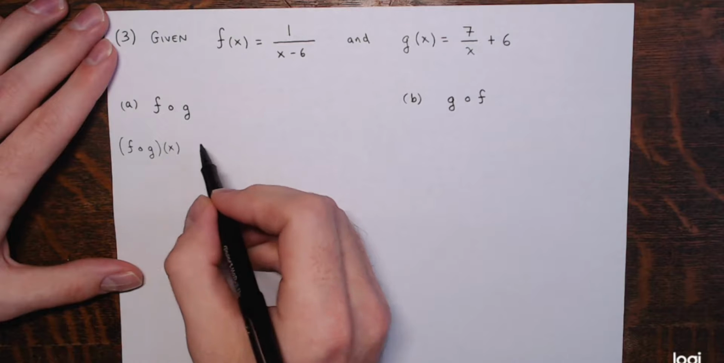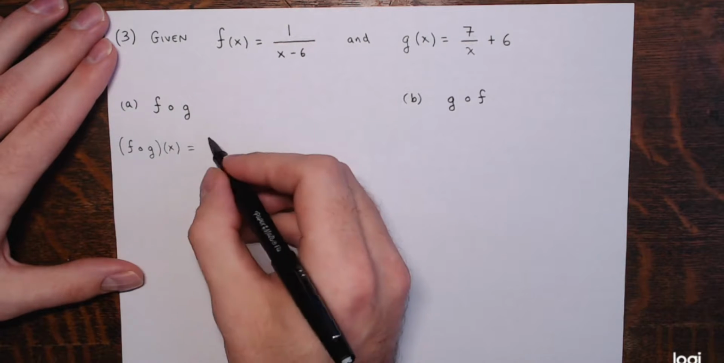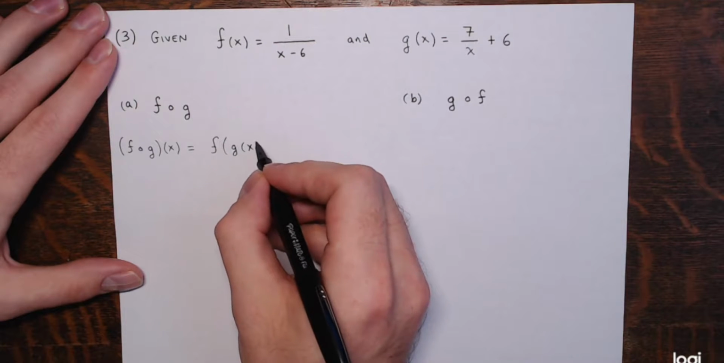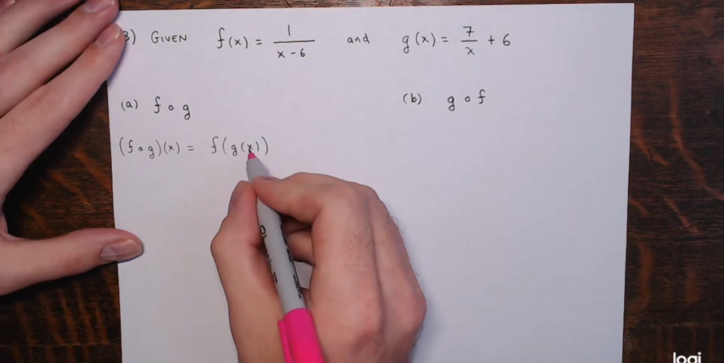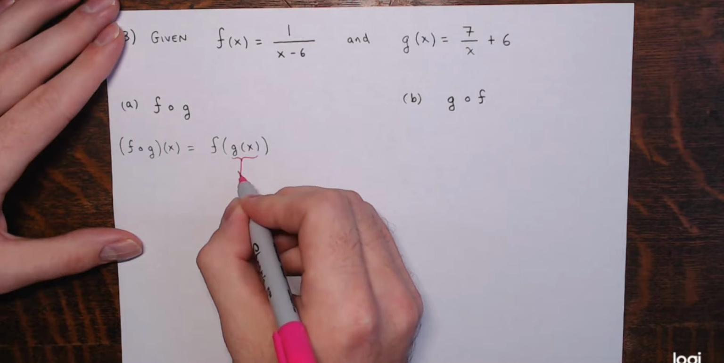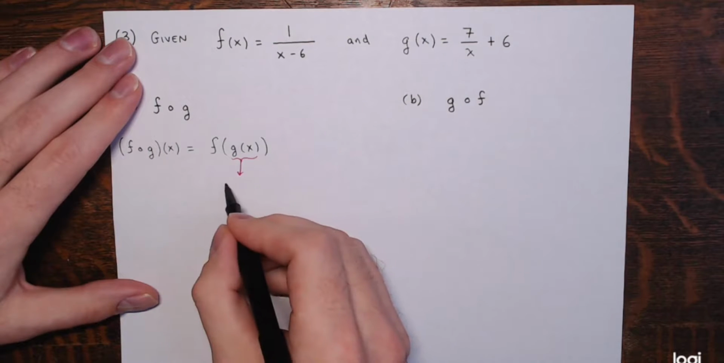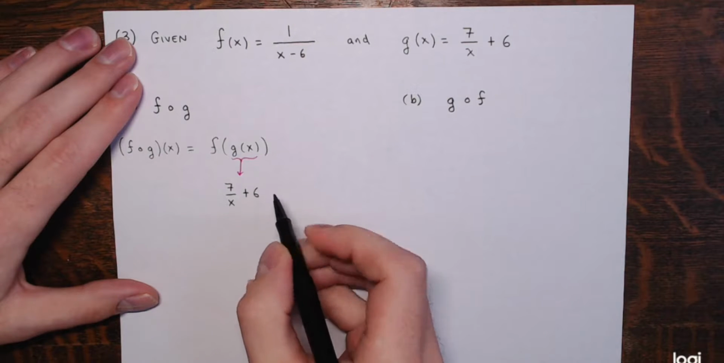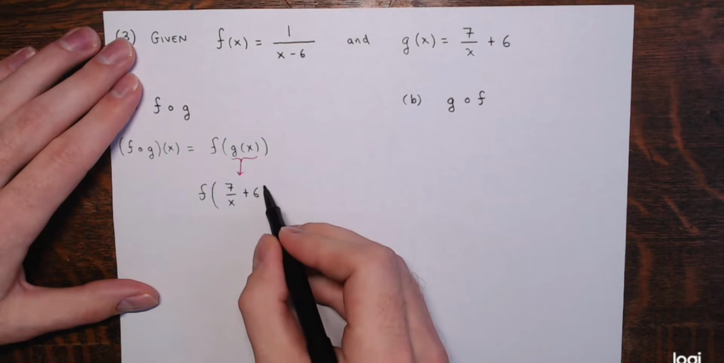Again, I like to write it with the parenthesis form. This is f of g of x. And again, in the order that things come in, you take x and you plug it into g first. Right, so what's g of x? g of x is written here. That's 7 over x plus 6. And then we take this 7 over x plus 6 and put it into f.